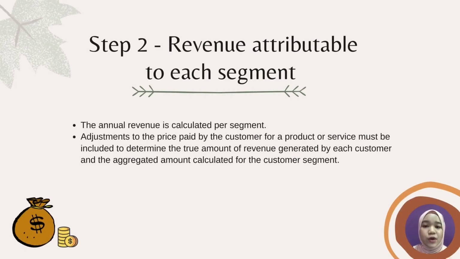The second step is revenue attributable to each segment. Once segments have been identified, the annual revenue is calculated per segment. How this is done will depend on the product or service offered by the company. Adjustments to the price paid by the customer for a product or service, such as discounts, service fees or product enhancement fees, must be included to determine the true amount of revenue generated by each customer and the aggregate amount calculated for the customer segment.